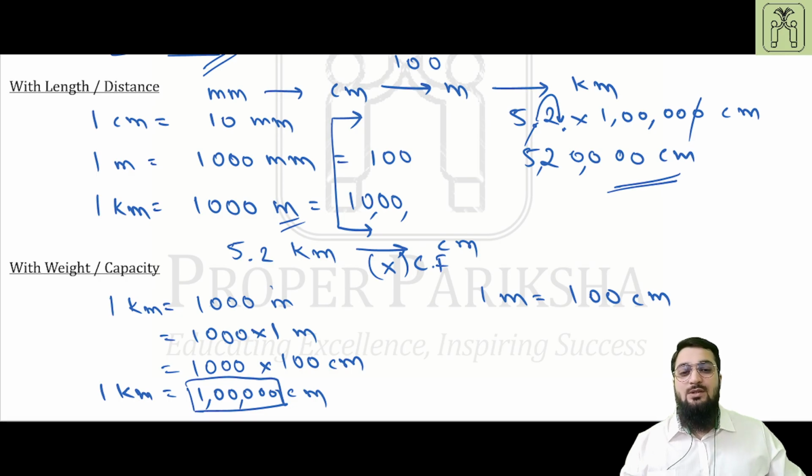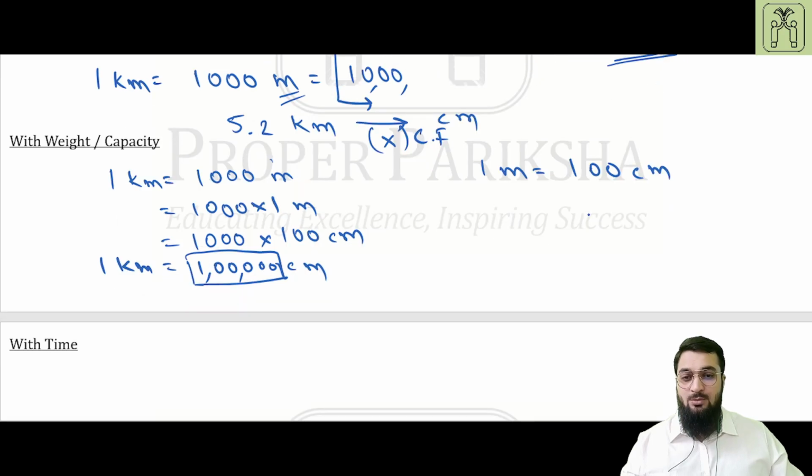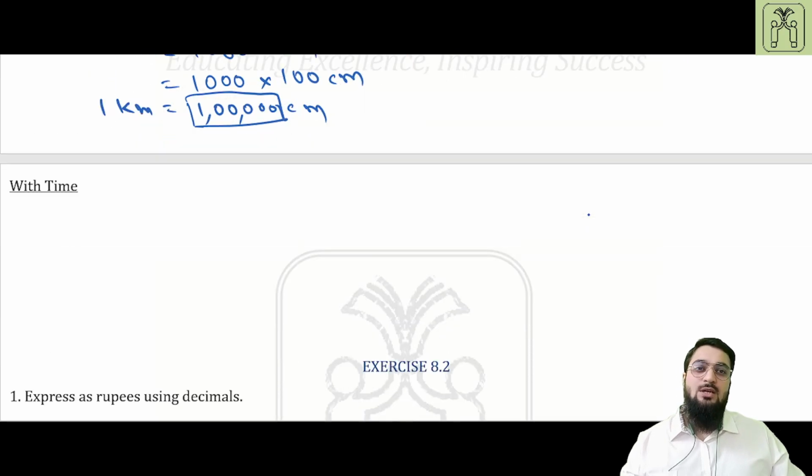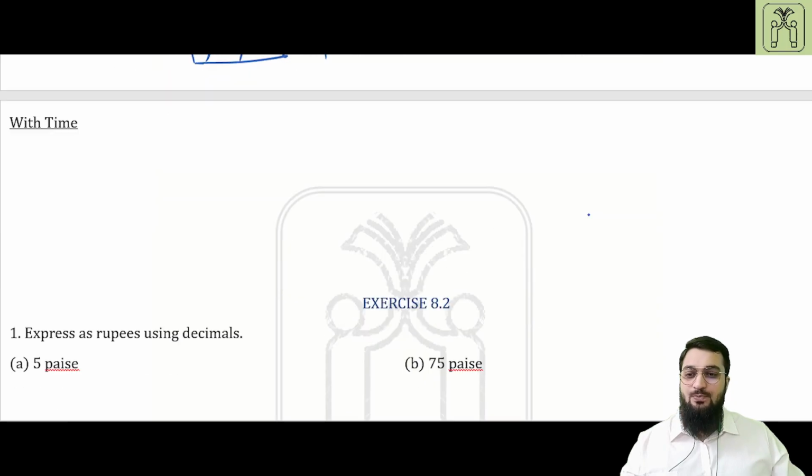So this is the way of how you use various conversion factors in case there are multiple conversion factors between multiple units, and how you convert a particular number of a particular unit into the desired unit as per the question.